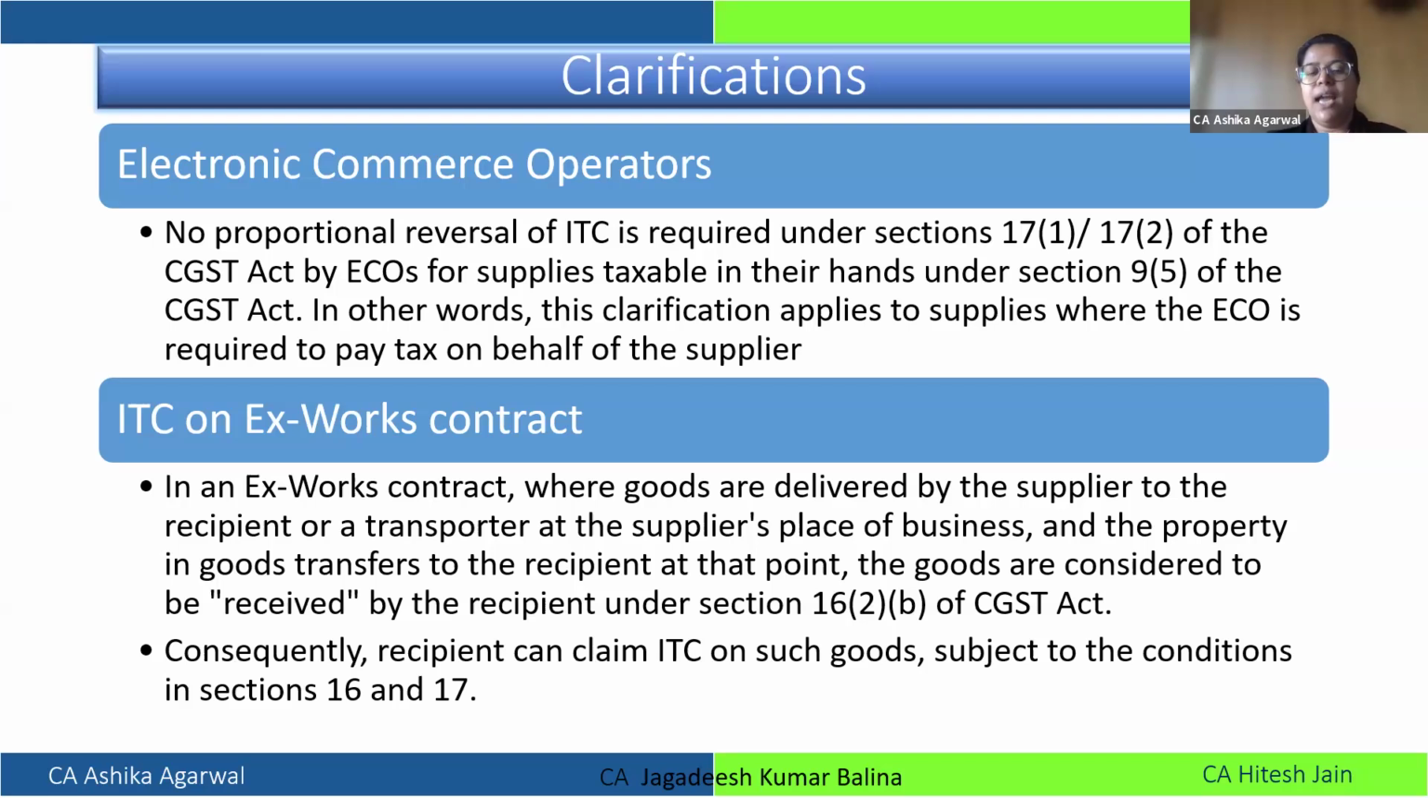If goods have been handed over and the recipient became the owner, he has the title of the goods, even though not physically received in his premise, then also ITC will be eligible. But obviously, provided the other conditions prescribed under section 16 are met: the supplier must file the GST return, it should be auto-populated in GSTR 2B, and 3B must be filed. All other conditions need to be fulfilled, then you are definitely eligible for ITC, irrespective of whether the goods have been physically received at your premise.